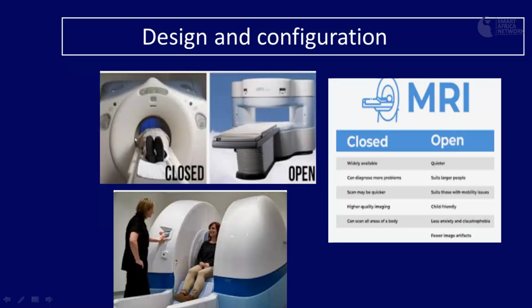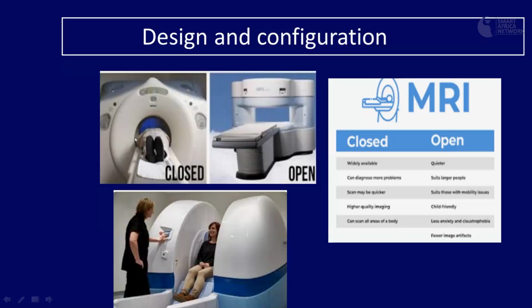But the open type is more acceptable for people who are claustrophobic, and is also more child-friendly. And for people who have large body size, it is better. It also has fewer image artifacts. Okay, so these are some of the advantages of the open type. And then you have different field strengths of MRI.